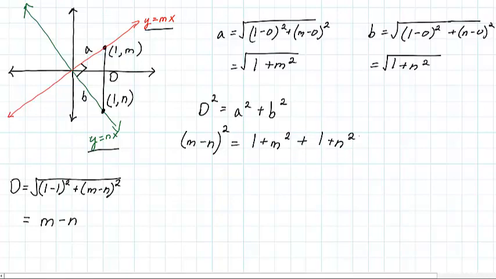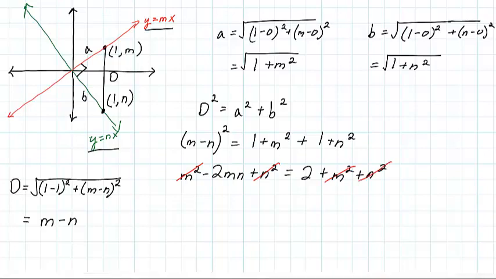So now I just have to expand the left-hand side, and I'm left with m squared minus 2mn plus n squared equals 2 plus m squared plus n squared. And now the m squared will cancel with the m squared, the n squared will cancel with the n squared, and I'll just end up with negative 2mn is equal to 2.